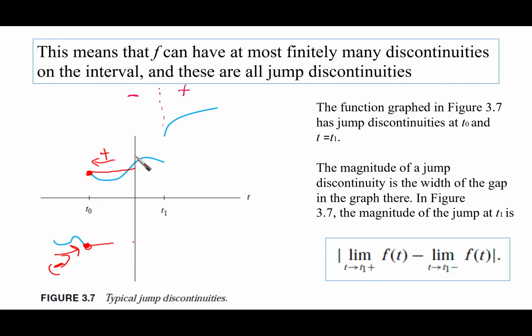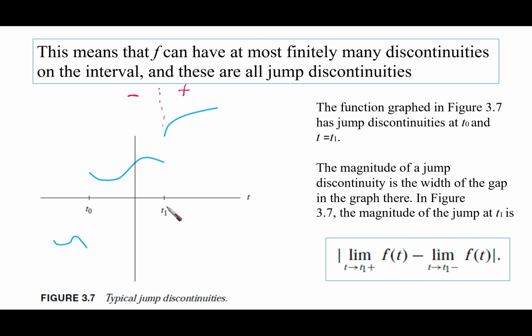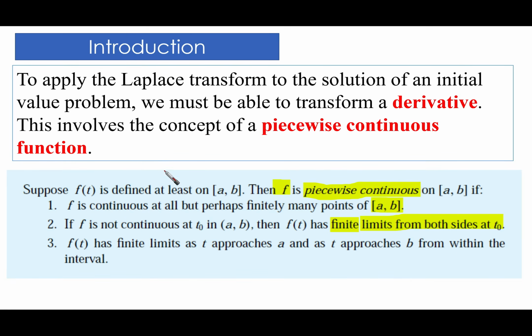So this t node is considered to be satisfying condition number 2: finite limits from both sides at t node. Similarly, we can apply it at t1. At t1 we have a finite value here and a finite value here, from the right and from the left, so it is okay. Now let's go to the third one.